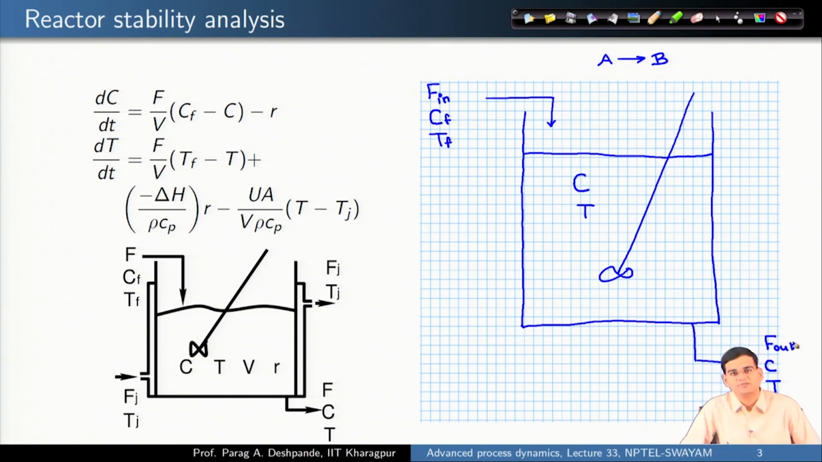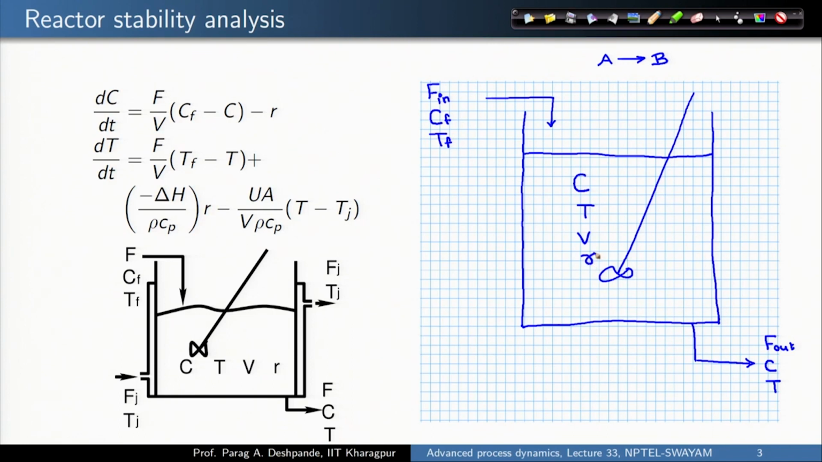Okay. So, the volumetric flow rate is F out. Now, inside the reactor, the reaction mixture will have some volume, and let us denote that volume by V. And the intrinsic reaction rate for this system is denoted by R.